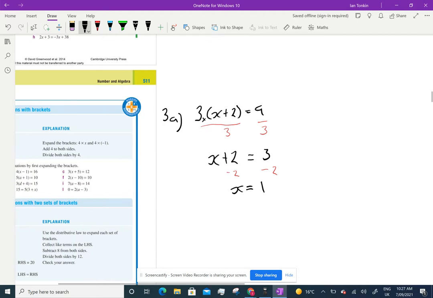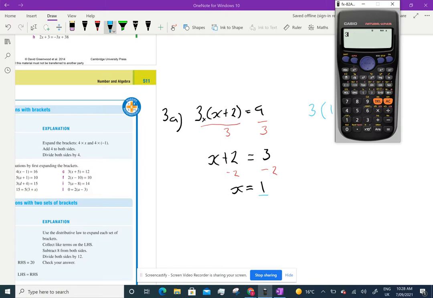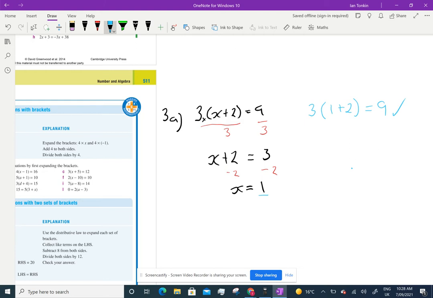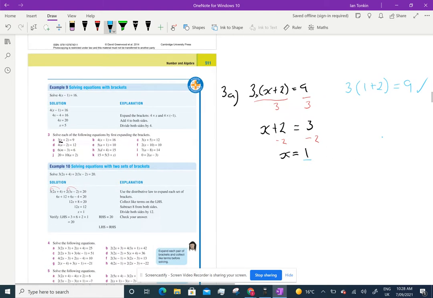Let's just double check this by putting it back in. So 3 times, well, we put the 1 in where the x is, 1 plus 2. Does it equal 9? Well, use your calculator. 3 times bracket, 1 plus 2, close the bracket. Hopefully it equals 9. It does. We're right. So these are pretty easy. Let's go on. B.